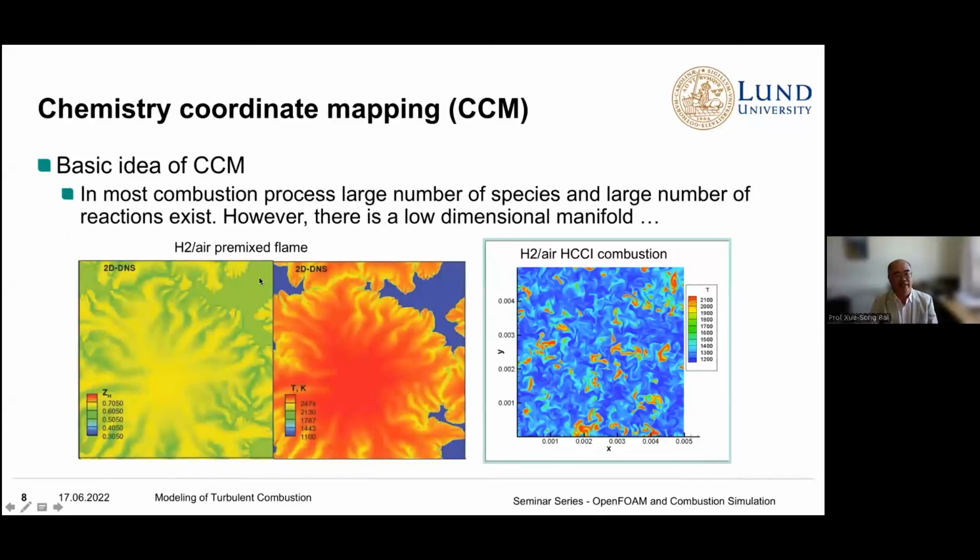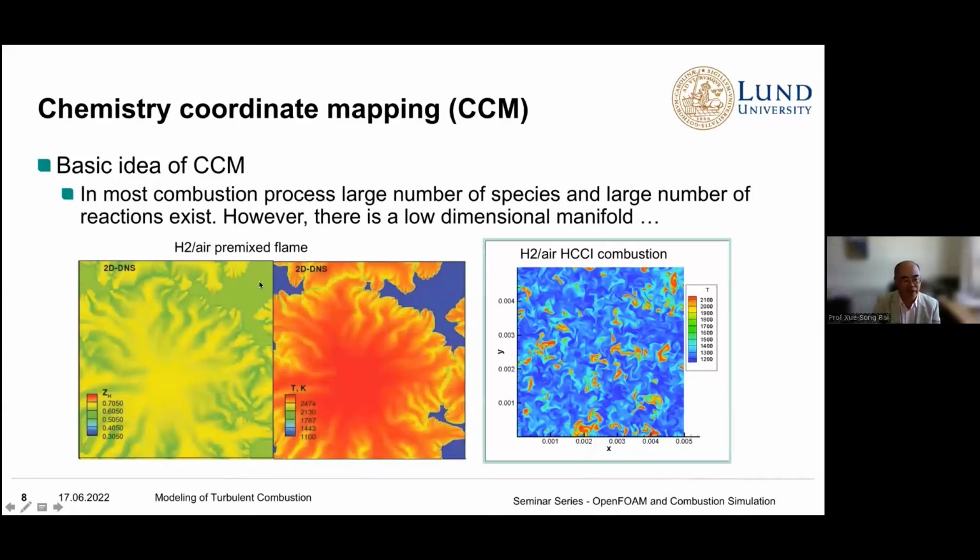The basic idea is that in most combustion processes, we have a large number of species and a large number of reactions. Here it shows a 2D DNS of a hydrogen-air premixed flame. Due to differential diffusion, you can see the flame is highly wrinkled and cellular, which is due to diffusive-thermal instability. The front part has a very high temperature, whereas in the trailing part there is low reactivity. This is due to the differential diffusion.